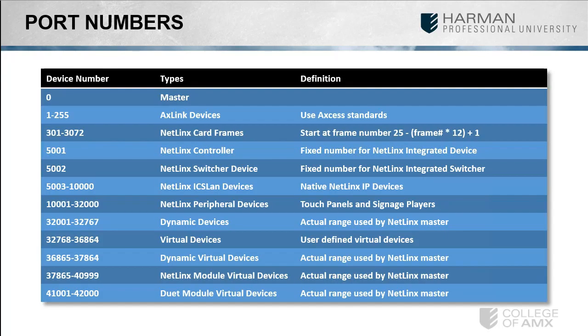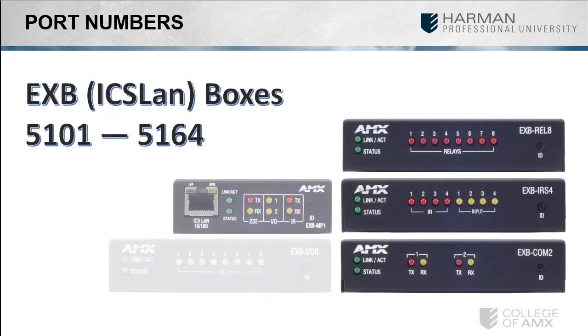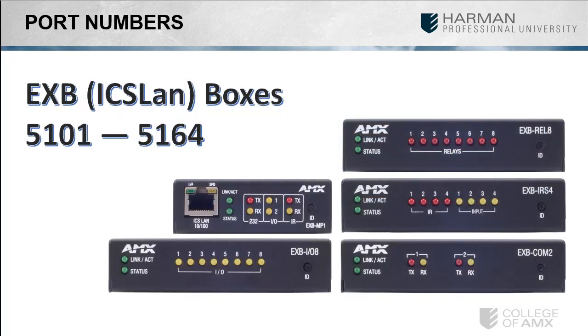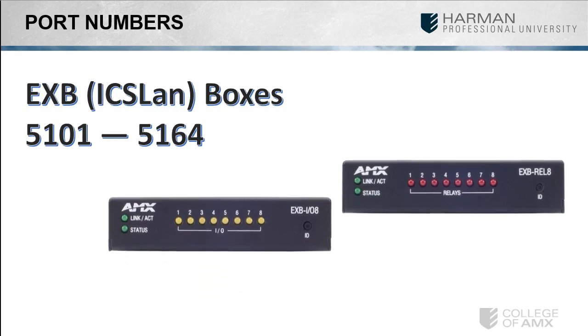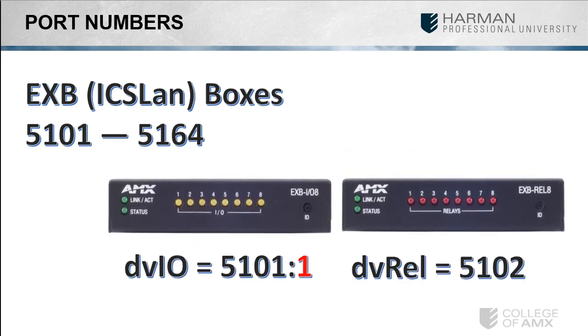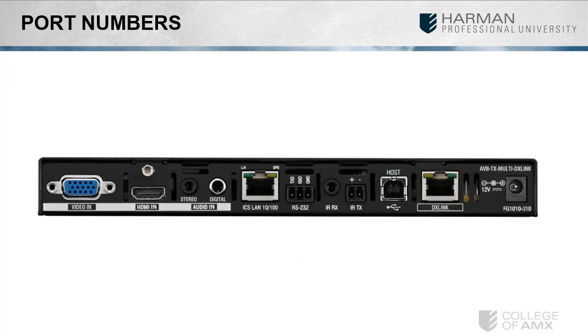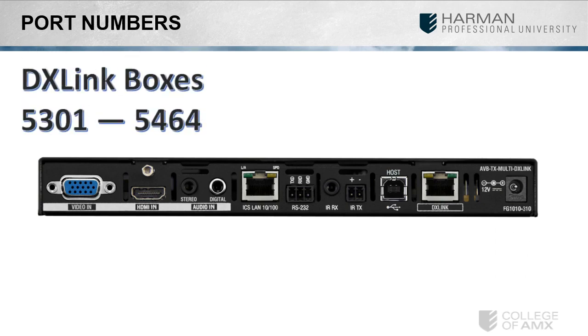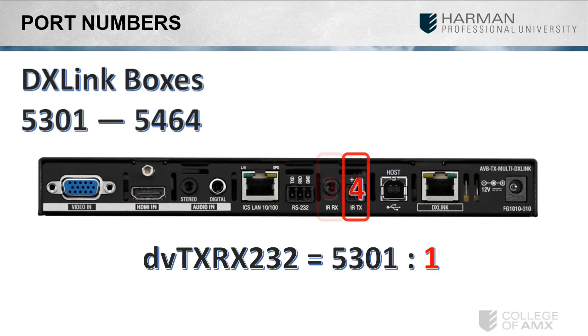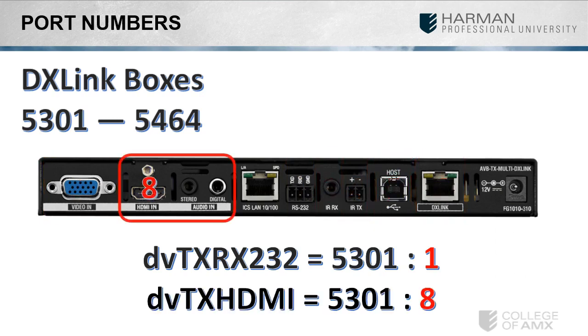The same process should be followed for determining the port number to reference for the 5101 through 5164 EXP devices. However, it's worth mentioning here that since the EXP REL8 and EXP IO8 only have one port, port 1 is always used when communicating to either of these ICSLAN boxes. In the range of 5301 through 5464, the DXLink transmitters and receivers actually have 8 ports, and the port number used determines which function on the device you are managing.